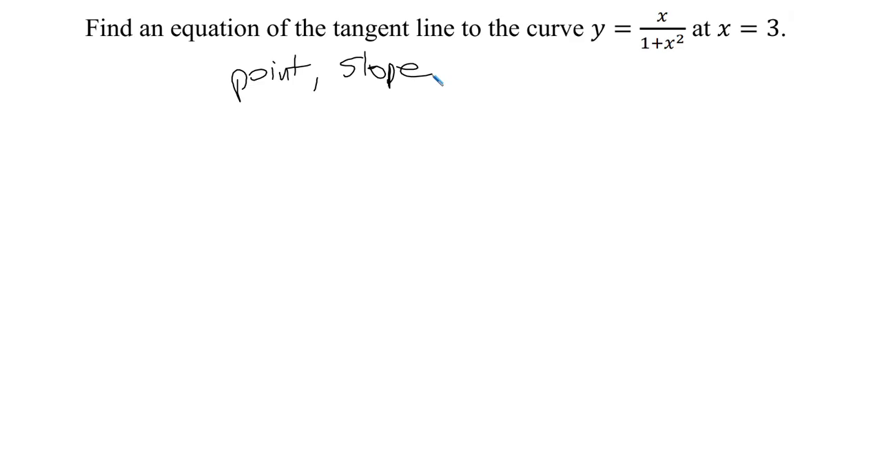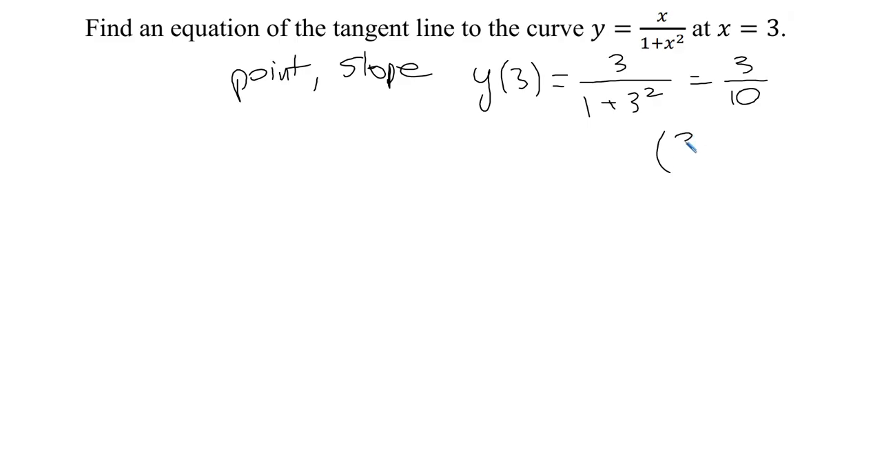First of all, we can just find what the value of the function is at 3. In order to do that, we'll just plug in 3. That's going to give us a 3 in the numerator and 1 plus 3 squared, or 10, in the denominator. So our point that we're going to be using is the point (3, 3/10).